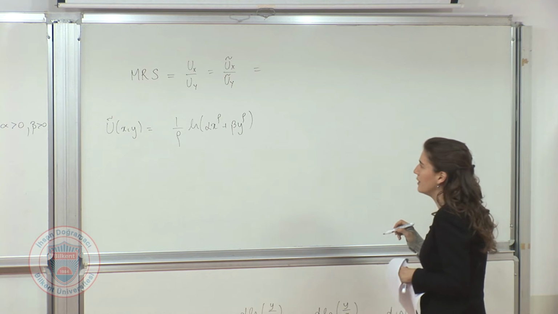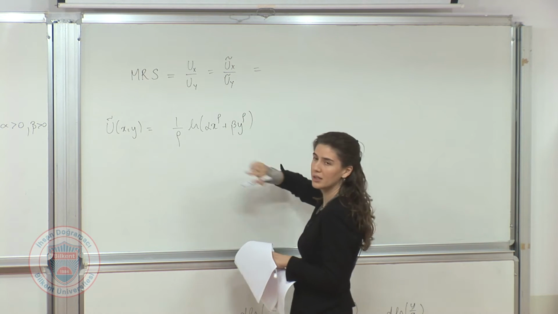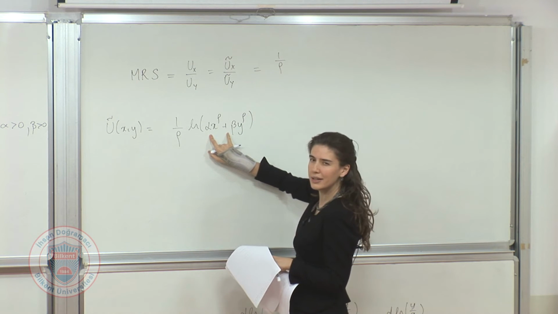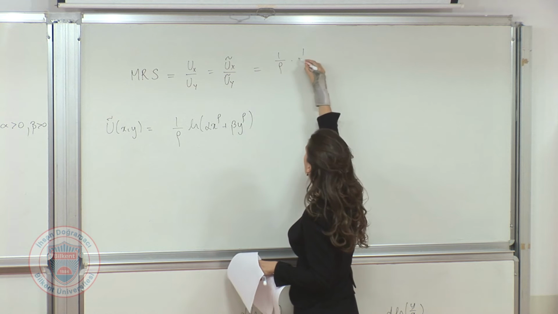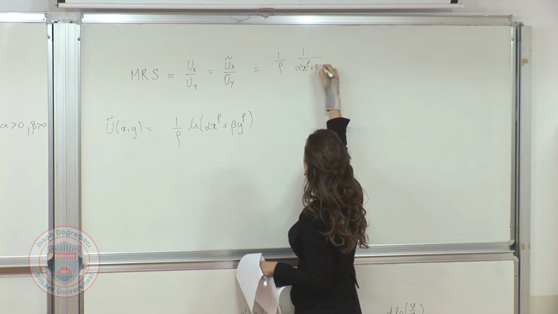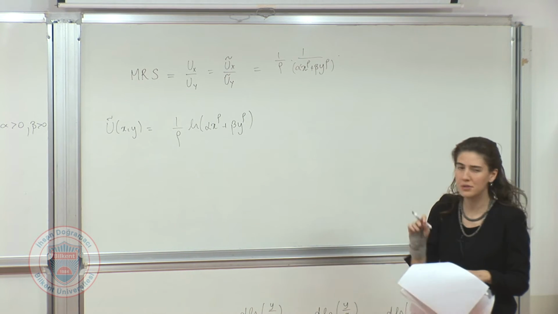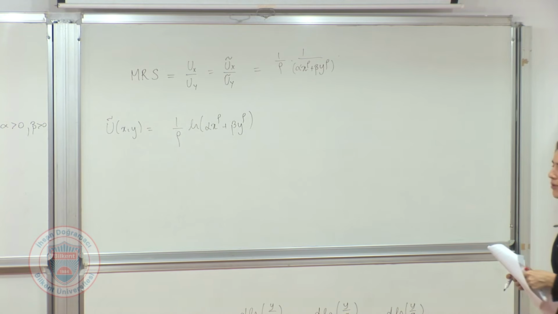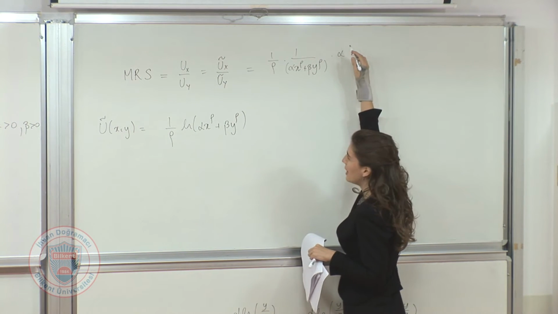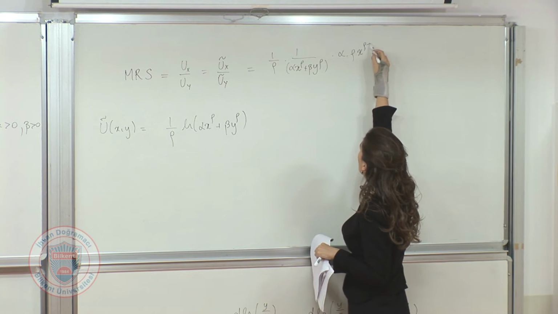So basically, if I take the derivative with respect to x, what is this? 1 over rho, and then I take the derivative of the ln, so 1 over alpha x to the power rho plus beta y to the power rho, right? Times the derivative with respect to x of the inside. What is it? Alpha times rho times x to the power rho minus 1, right?